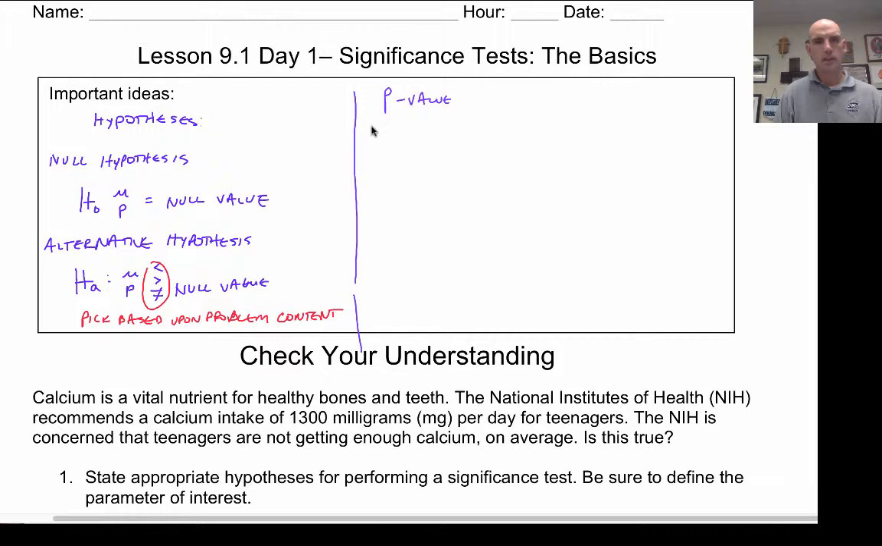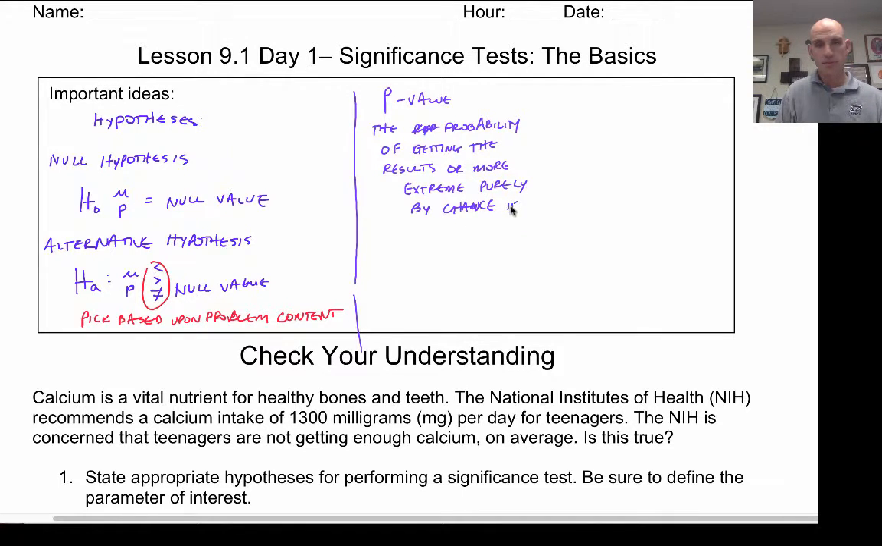All right, so our p-value is the probability of getting the results or more extreme purely by chance, if the null is true. Okay, that is the key piece here.